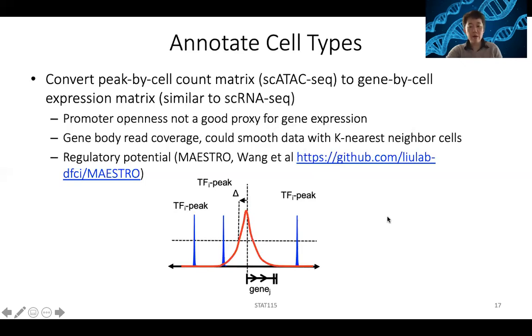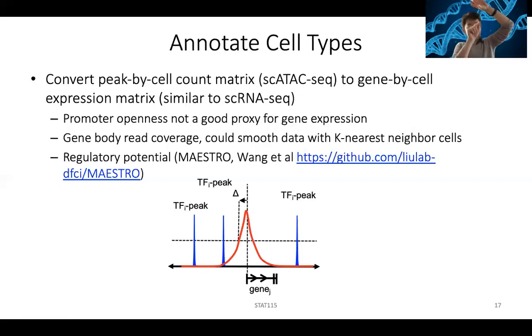We use regulatory potential, which you have seen in homework 4, to assign the transcription factor binding sites to every gene. Basically, this could be a transcription factor peak. It could also just be an ATAC-seq peak. We use exponential decay by distance to decide how much peak or read is being assigned to the promoter of the gene.